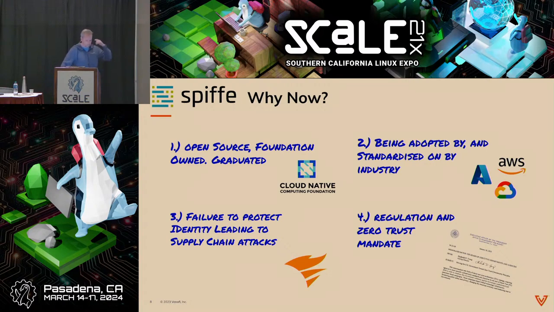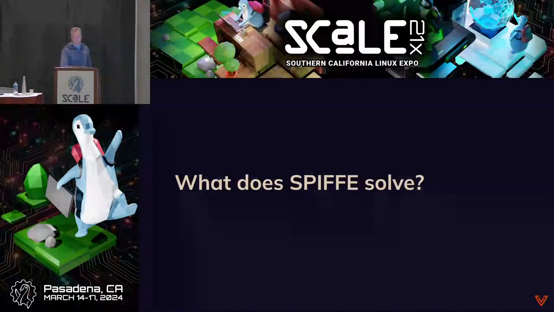More on the AWS use case even later during some demos that I have. We have also seen that failure to protect identity leads to supply chain attacks, like SolarWinds, which was a really great use case. It's becoming more and more important to be able to uniquely identify all of your workloads so that you can protect them. Regulation and zero trust mandates also play into more awareness around SPIFFE, because SPIFFE can help with your zero trust strategy.